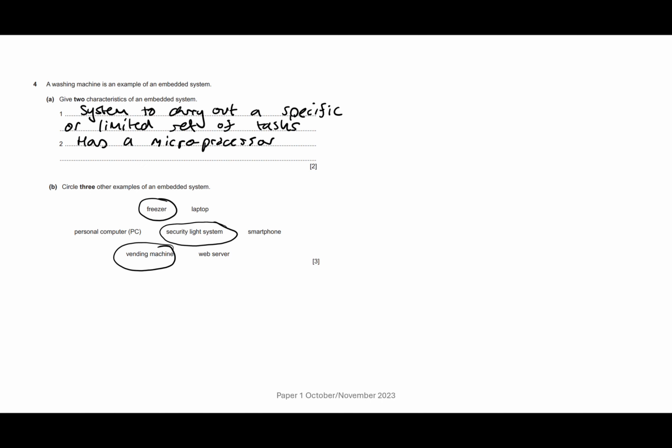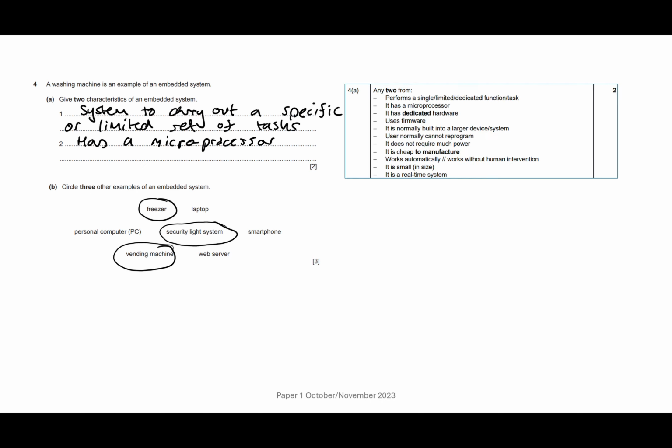Let's have a look at the mark scheme for that one. So there's quite a lot of characteristics that they've built into this, what we call indicative content. So these are just examples of correct answers. These aren't all the correct answers, and this isn't the way that you're definitely expected to write the correct answers. So I've said systems carry out a specific or a limited set of tasks. So we've got here performs, they've got limited, dedicated function. So there's lots of ways that we could write that. I've also said has a microprocessor.